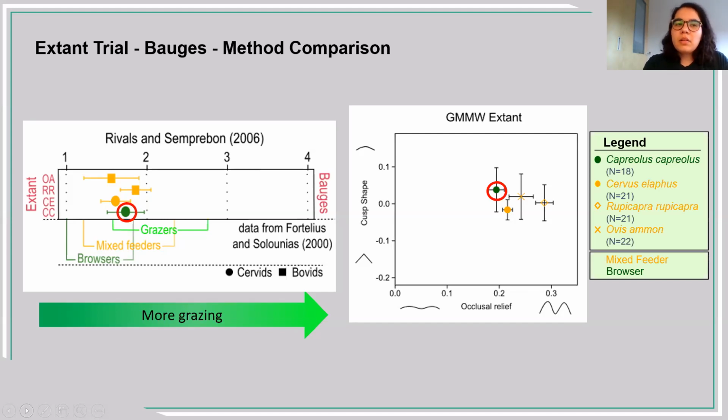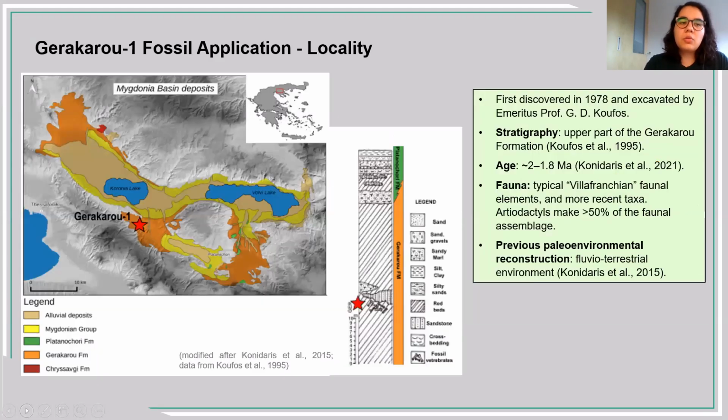We then applied this methodology, having now a framework of extant species, to a fossil locality, Ierakaru 1. It's located in northern Greece, in the Mygdonian Basin, and you can see the geological map and the stratigraphy of the Ierakaru formation where the locality is present. It was first discovered in 1978 by Emeritus Professor Koufos, and it is dated at 2 to 1.8 million years ago.